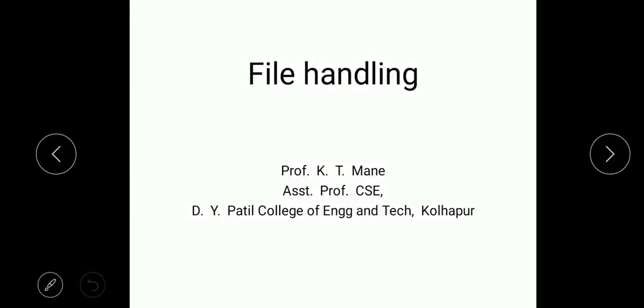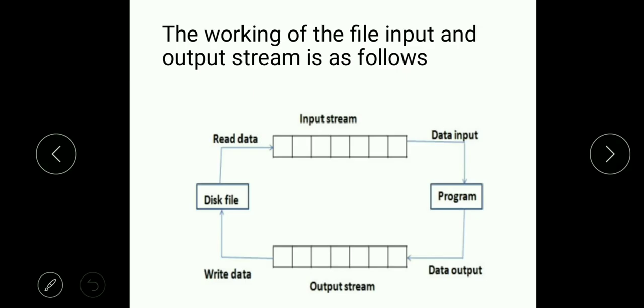Dear learners, today we will discuss how to handle file-related operations using object oriented programming. Whenever we want to work with a file, we have to use a stream. A stream is nothing but a sequence of characters or bytes in a continuous fashion. So we use the file input stream or file output stream.